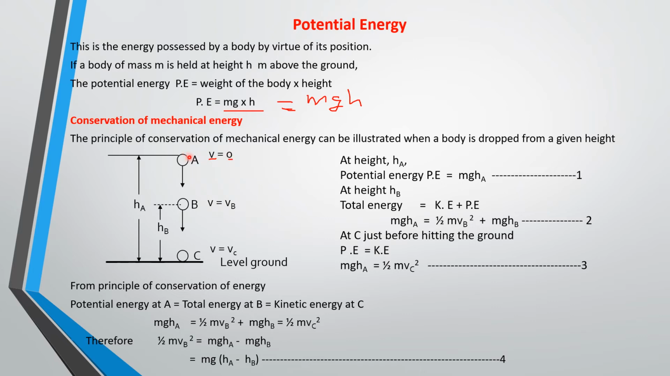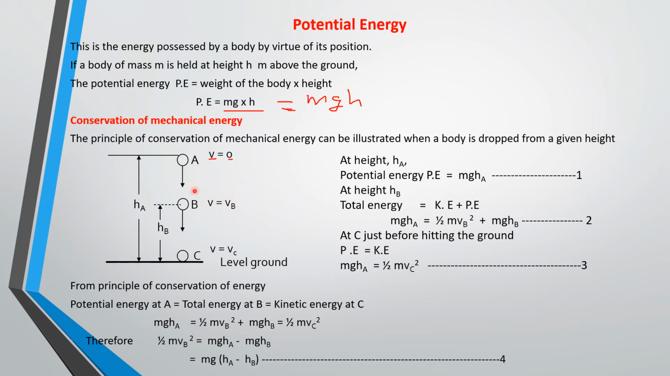Now when the ball starts to fall, midway in its journey, the potential energy that it had at point A, it will still have at point B, but because the ball now has a velocity, the total energy that the ball will have will be the sum of the kinetic energy and the potential energy.